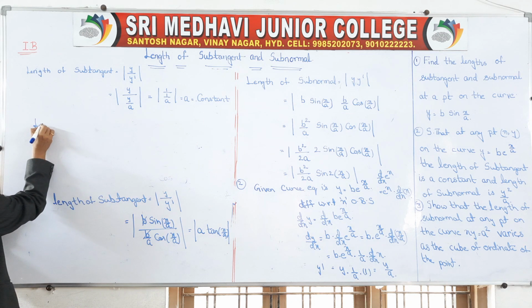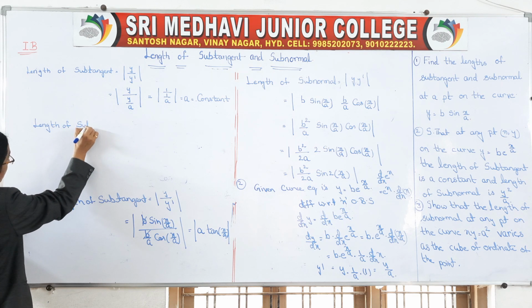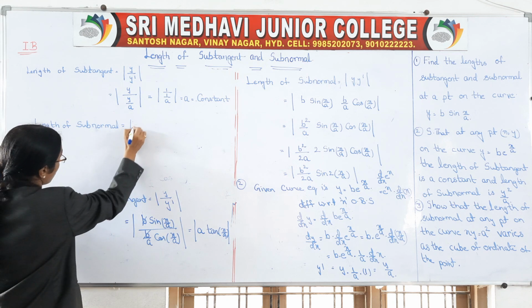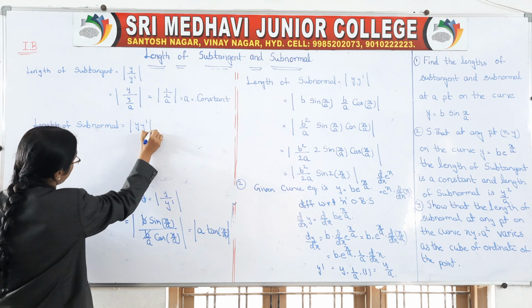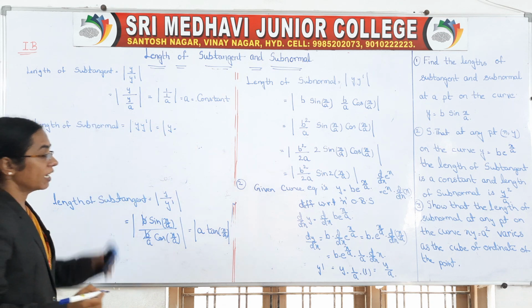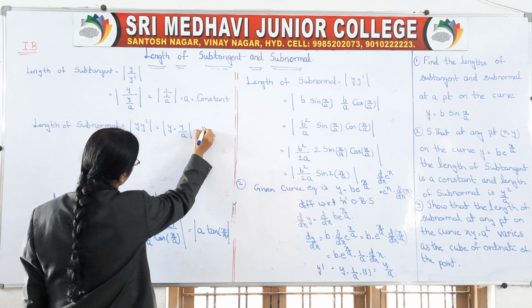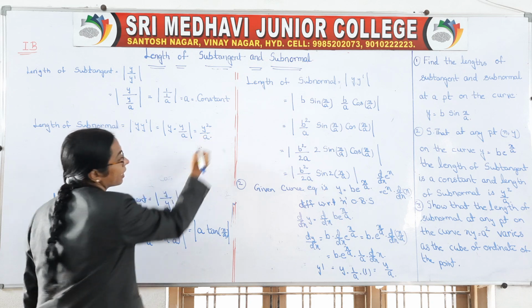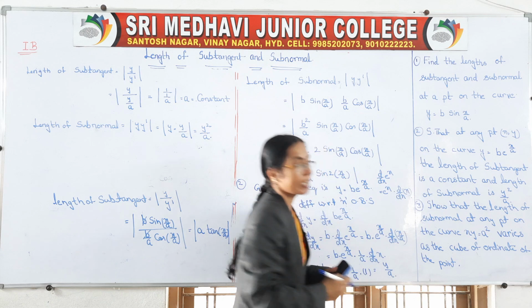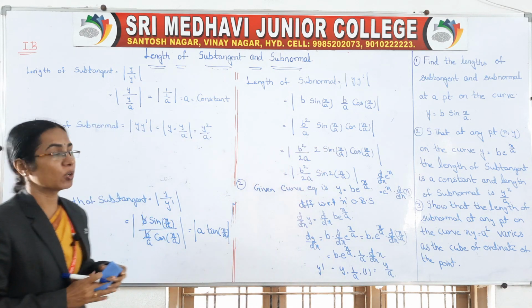So we can take the length of subnormal is equal to, what is the formula? Modulus of y into y dash. So y into, what is our y dash? y dash is equal to y by a. So it is y square by a. The question says show that the length of subnormal is y square by a, and we got that value, y square by a, only.